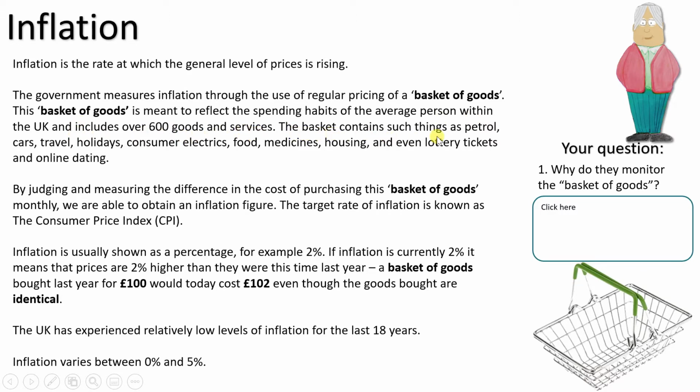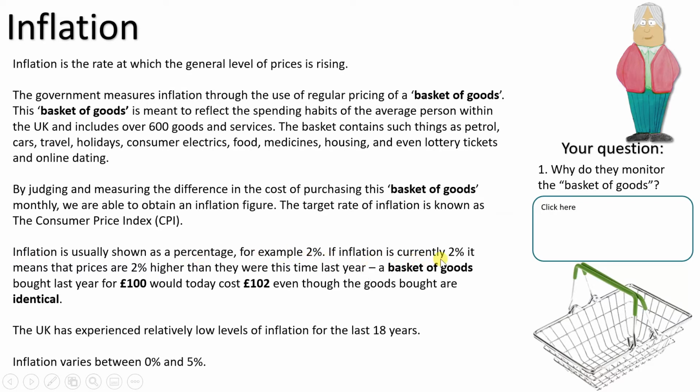The basket contains such things as petrol, cars, travel, holidays, consumer electrics, food, medicine, housing, and even lottery tickets and online dating. By judging and measuring the difference in the cost of purchasing this basket of goods monthly, we are able to obtain an inflation figure. The target rate of inflation is known as the Consumer Price Index, CPI. Inflation is usually shown as a percentage, for example 2%.